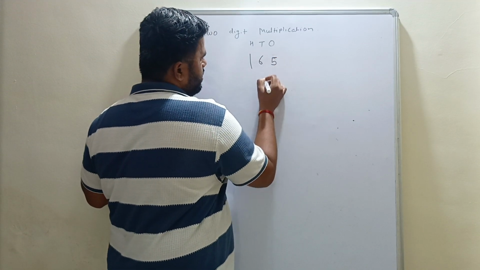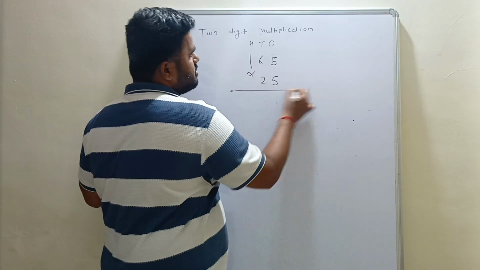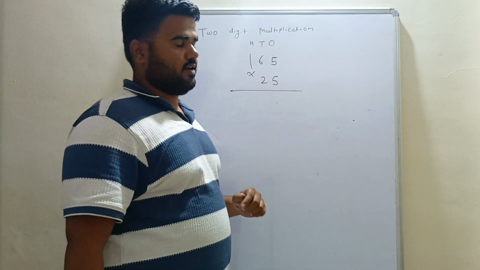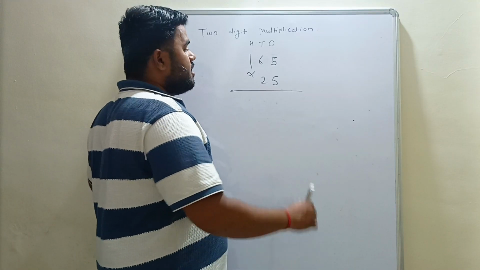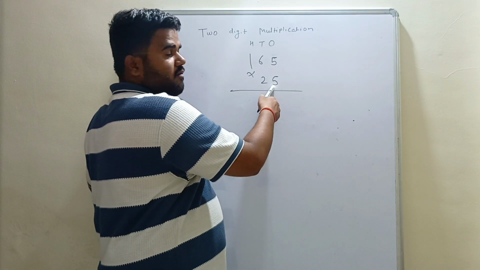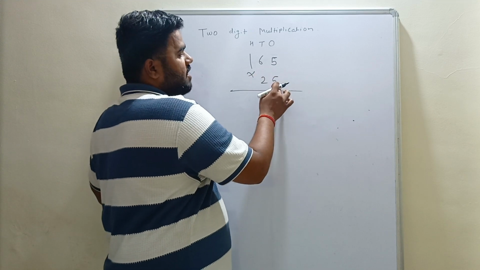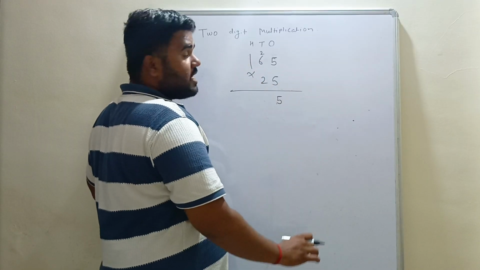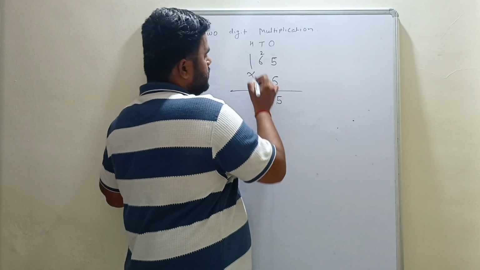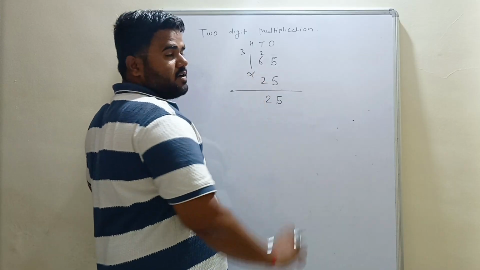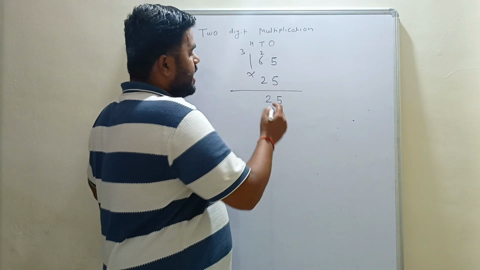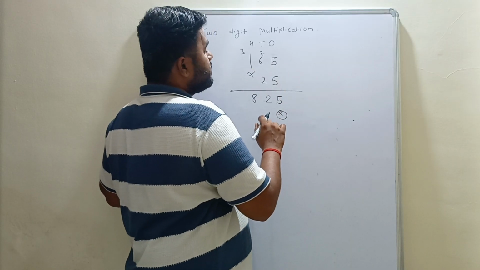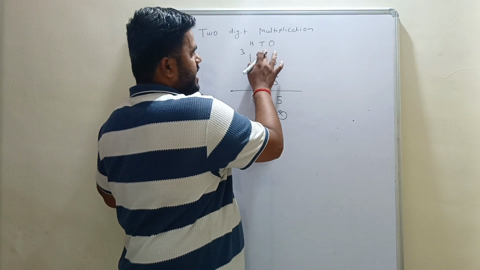165 into 25. Our multiplication is between 165 and 25. First we will multiply 5 with 165. 5 5s are 25, 2 carry. 5 6s are 30 and 2 is 32, 3 carry. 5 1s are 5 and 3 is 8. 2 5s are 10, 1 carry.